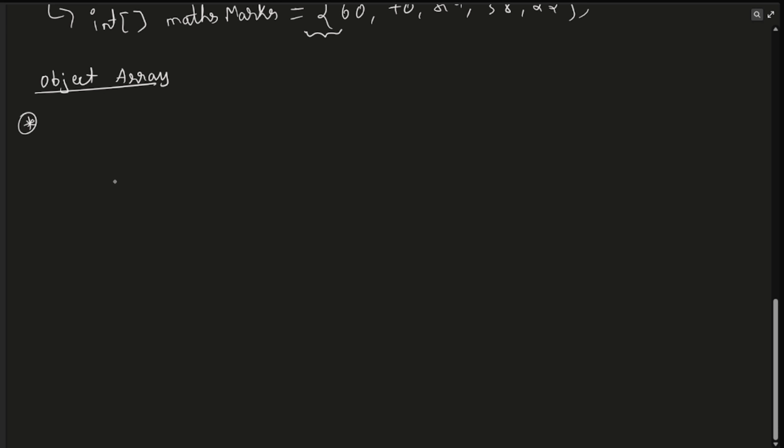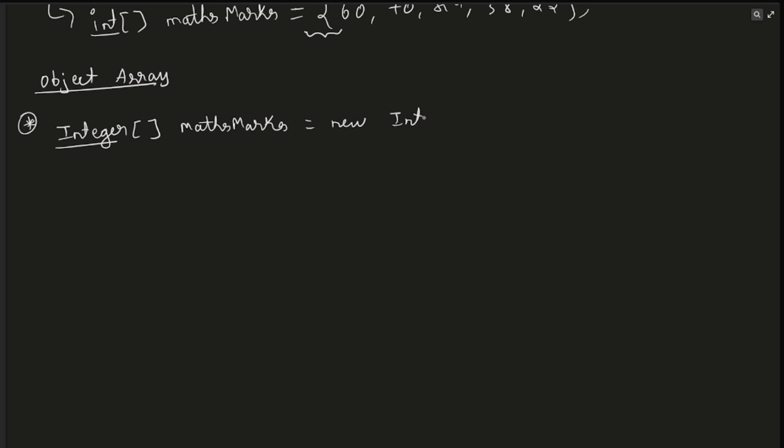In our previous video, we have seen wrapper classes, right? What is the object type of primitive data type int? That's the Integer wrapper class, right? I'll just declare the same array with Integer instead of primitive data type int. Maths marks equals new Integer of size 60.